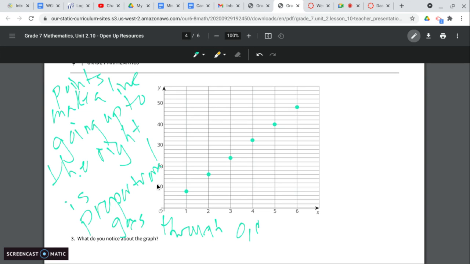Because if it went through any of those other values, when you divide your y value by your x value, you're not going to get the same number every single time, because proportional relationships are all about multiplying, not adding and subtracting.